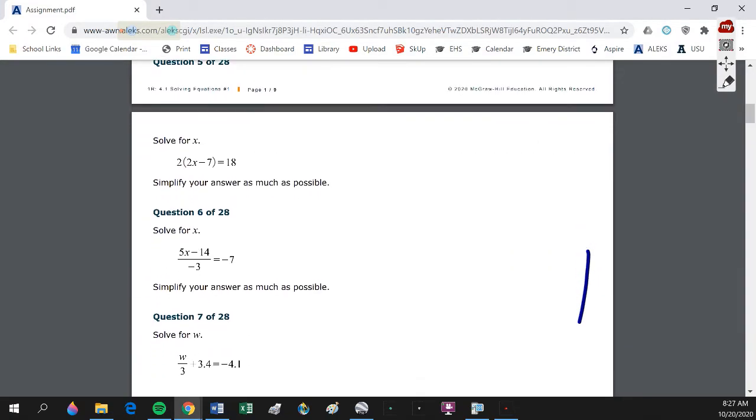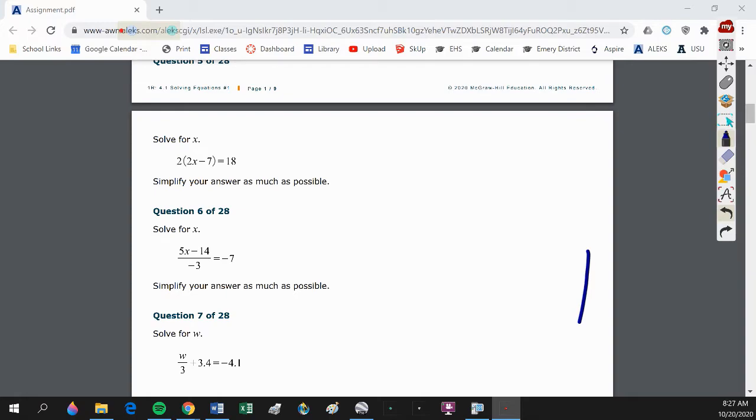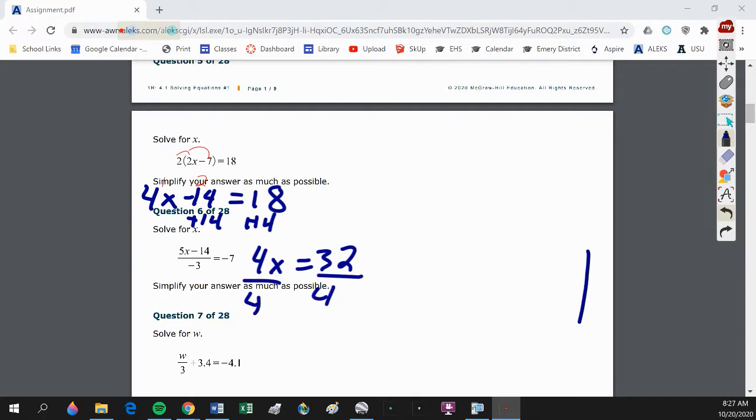Okay. There are two different ways you can solve number 5. You could multiply the 2 in and get 4x minus 14 equals 18. And then this would be step 1 and this would be step 2. We work backwards. Add 14. 4x is equal to 32. Divide by 4. So x is 8.